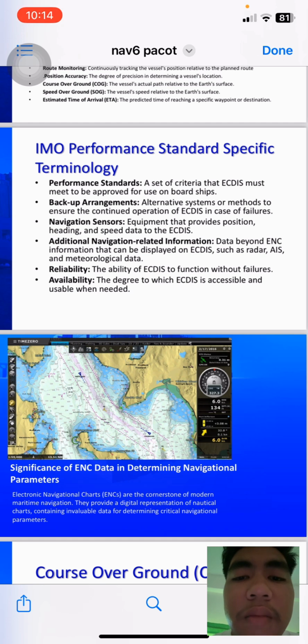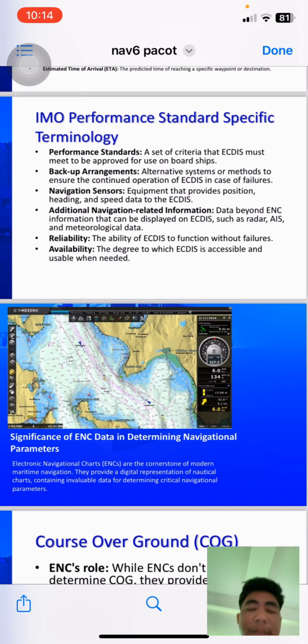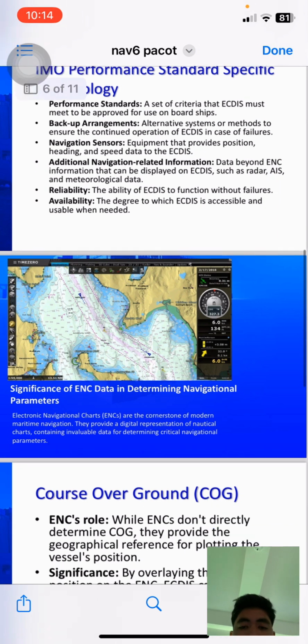Next, we have backup arrangements: alternative systems or methods to ensure the continued operation of ECDIS in case of failures. Thirdly, we have navigation sensors, equipment that provides position, heading, and speed data to the ECDIS. Next, we have additional navigation-related information, beyond ENC information, that can be displayed on ECDIS such as radar, AIS, and meteorological data.